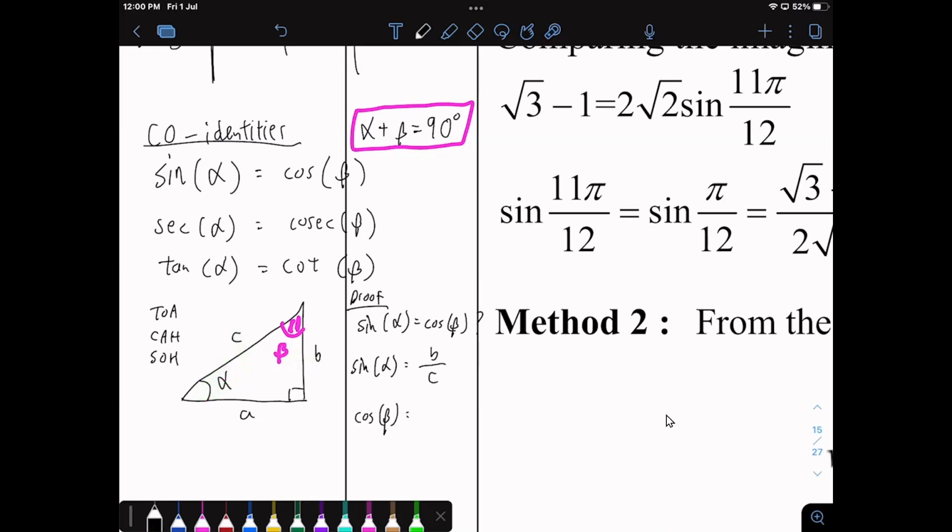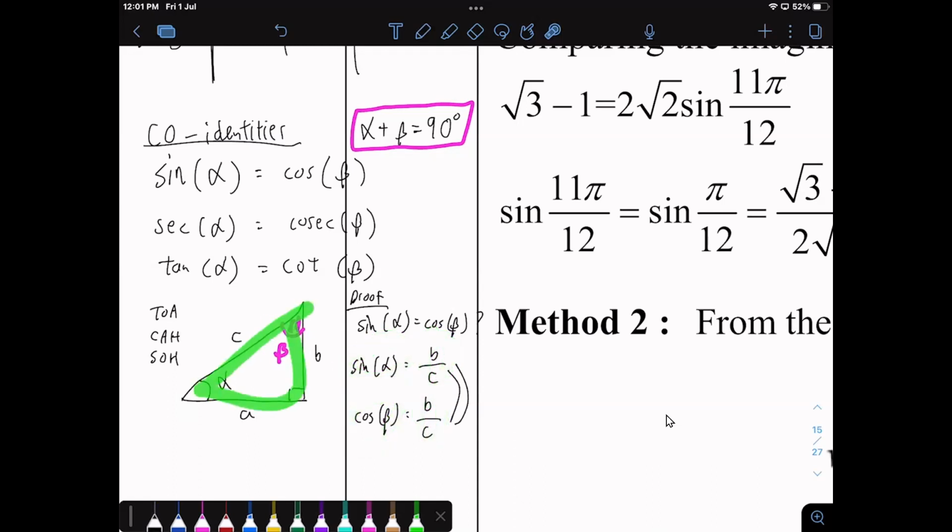What is it? It's A over C? Angle beta is here, adjacent over hypotenuse. Oh, B over C. Yes, B over C. So they are the same. It's always the same. They are both B over C. So sine alpha equals cosine beta.